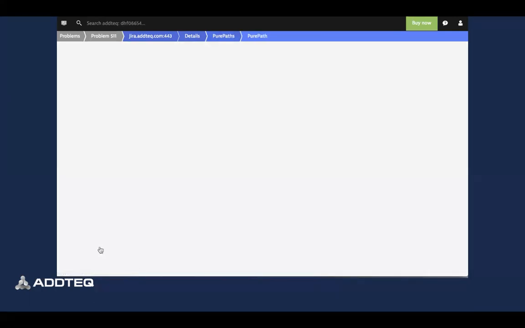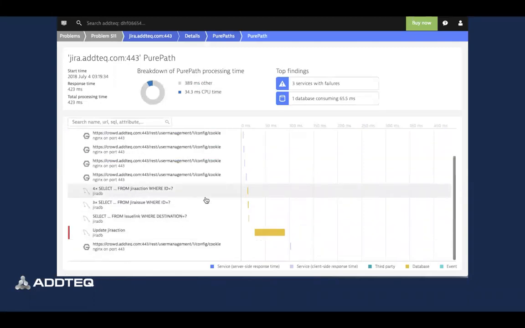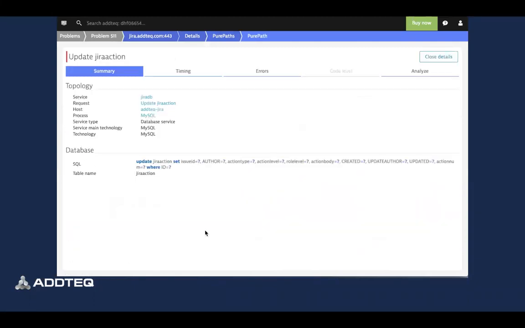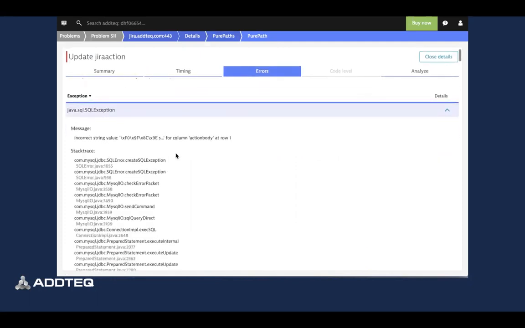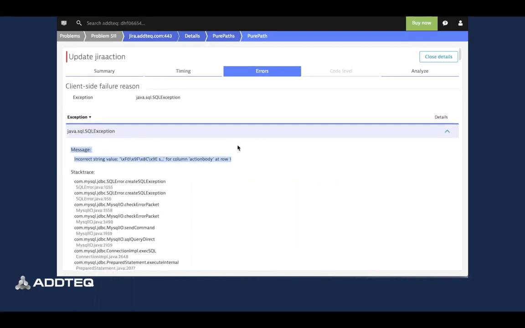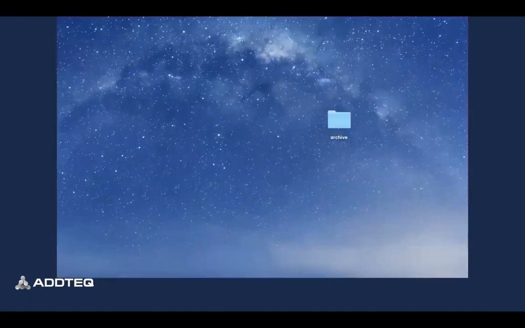And then Dynatrace has this concept called PurePath that takes a transaction and does a complete breakdown across the full stack. And in this case, we're able to drill down into an individual database level exception that was occurring. So there's a Java SQL exception. And then we see there is a message for the exception which says incorrect string value for column action body. So this is a table related to Jira comments. And then the issue turned out to be that Jira has a known issue for MySQL where 4-byte character Unicode is not well supported, and this helped drill down into that particular issue.